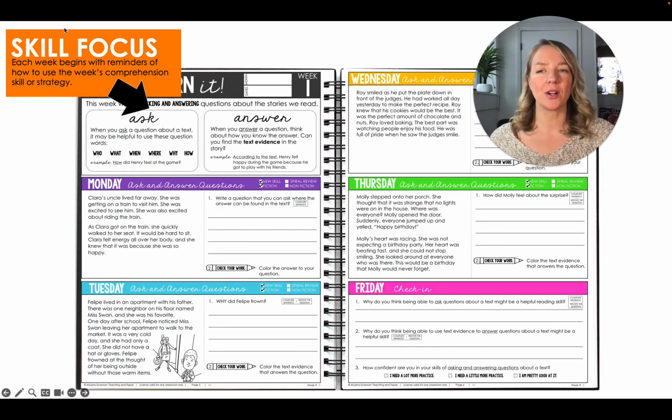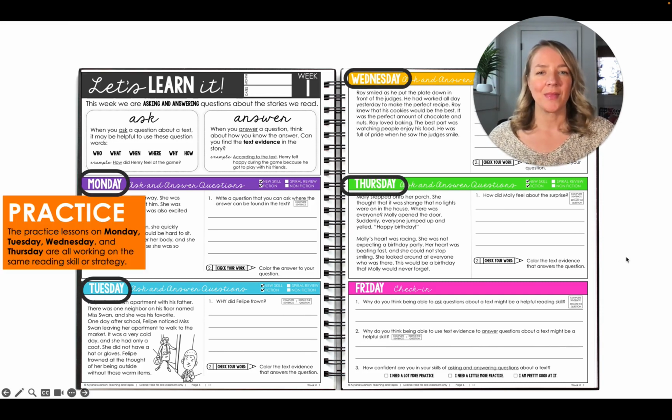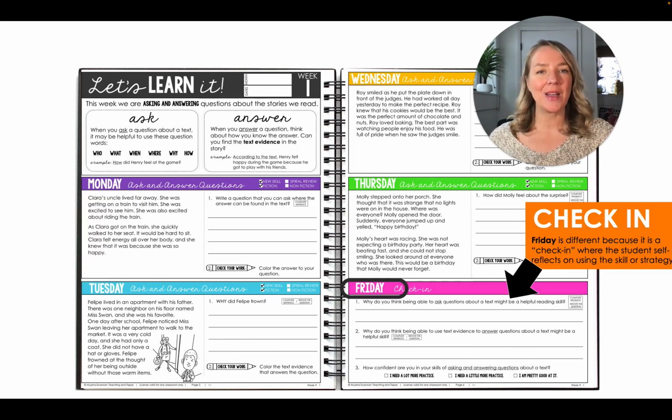We always start the week with showing a skill focus. This is where I'm including all the information that the students need for practicing that skill for the entire week. Then for Monday, Tuesday, Wednesday, and Thursday, that's where your students are practicing the skill. These are quick practices that should take no more than 5 minutes, and your students should be able to complete them independently. Then on Friday, it's a little different.